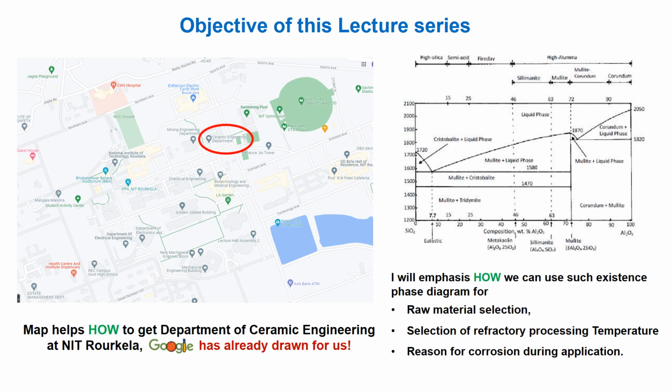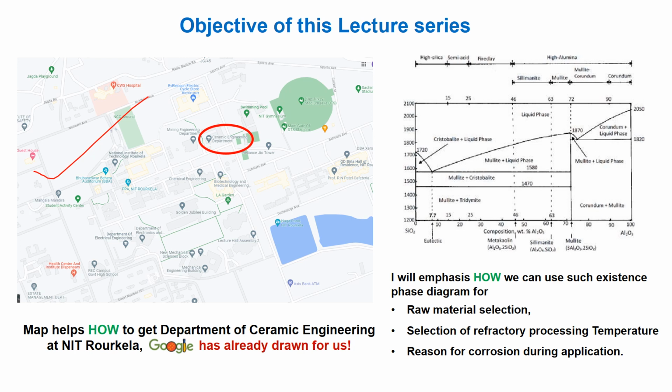Here we can see the importance of a map. A map helps us get to the Department of Ceramic Engineering at NIT Rourkela. Google has already drawn the map to make life easier. There is no need to draw such a map. Google already did it, with some basic features and concepts.